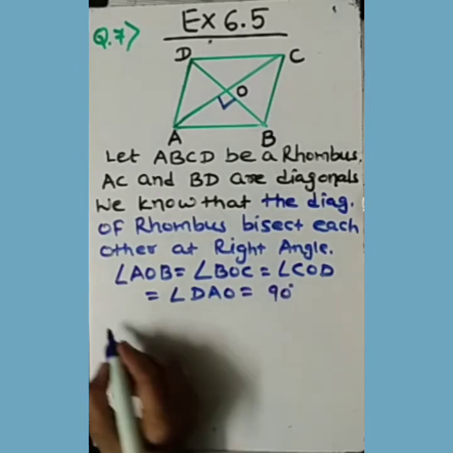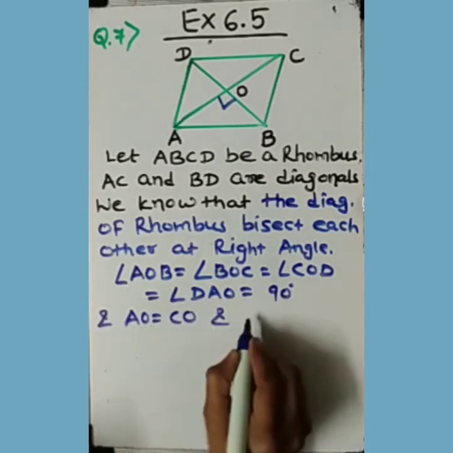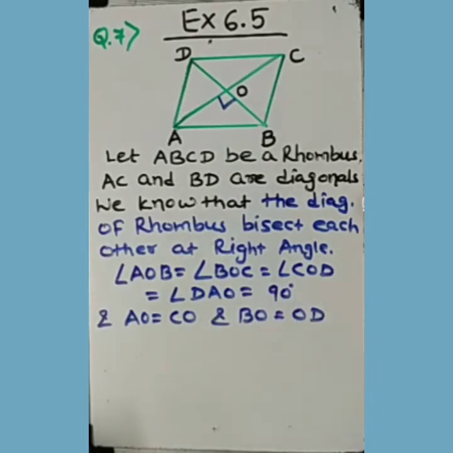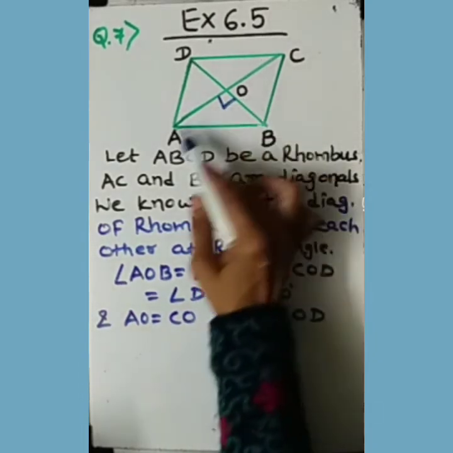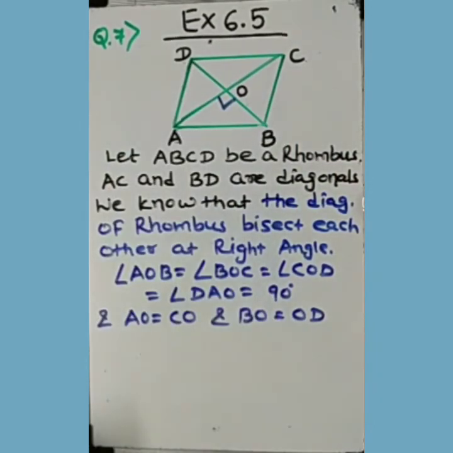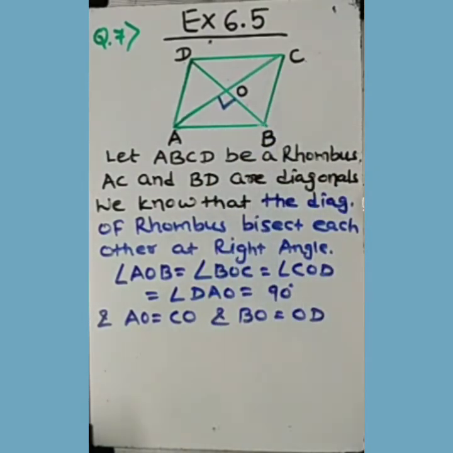Clear? And beside this, AO equal to CO and BO equal to OD. That is also a very important result with us. OA, OC similar, OB and OD similar. And these four angles must be 90 degrees.